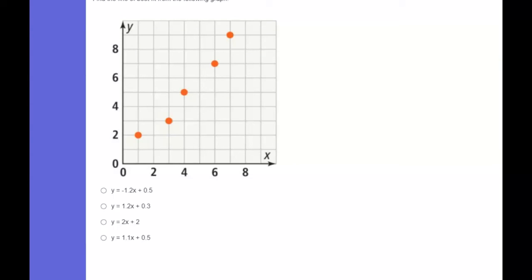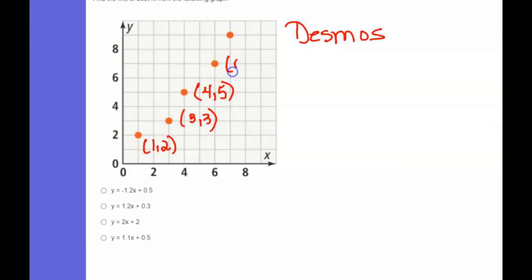Now I'm looking at this example. What you should do here is put in the values in Desmos. How you do that is you take each of the points and figure out the ordered pair for it. So this one right here would be 1, 2. This one here would be 3, 3. Then we have 4, 5. And then we have 6, 7. And then the last point would be 7 and 9. Put those in, add your table, and put them in as your x's and your y's.